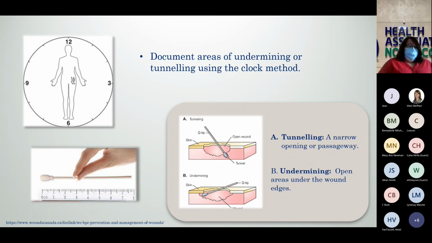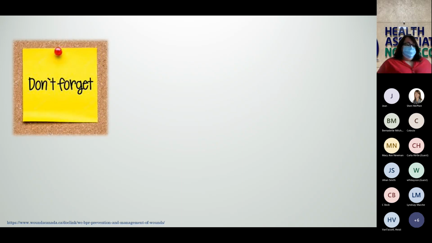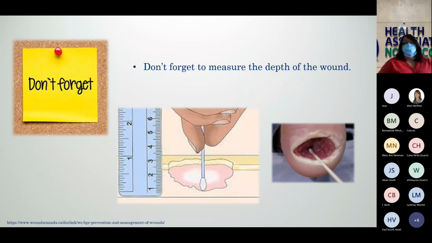Unlike the length and width measurements, tunneling and undermining are documented using the clock method. So consider the wound as the face of a clock with 12 o'clock at the head and 6 o'clock at the feet, as pictured here over to the side. And lastly, don't forget to measure the depth of the wound. This is a very important component of your assessment.